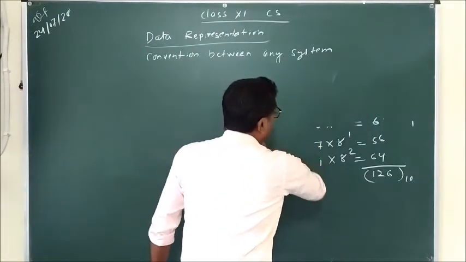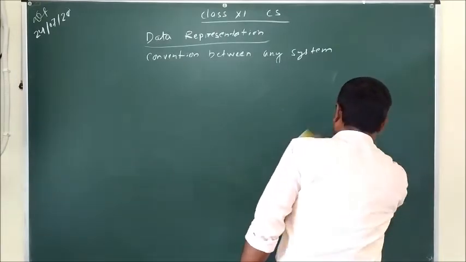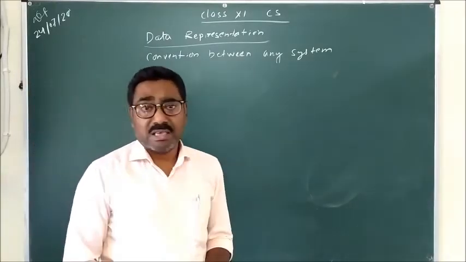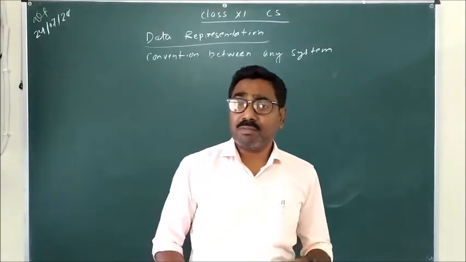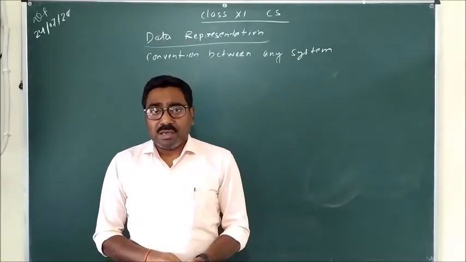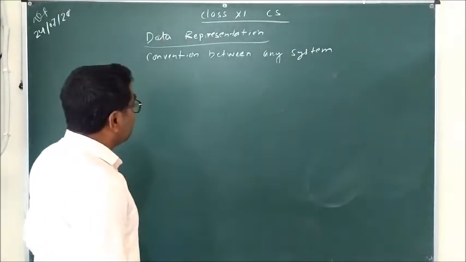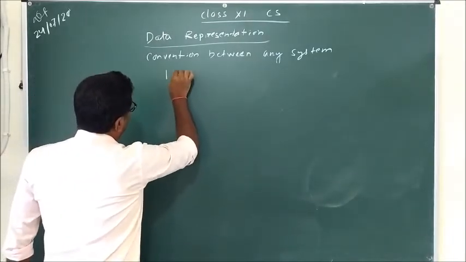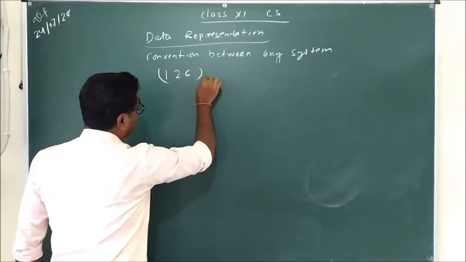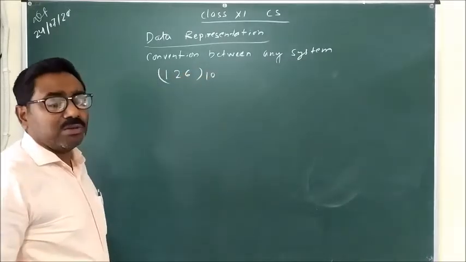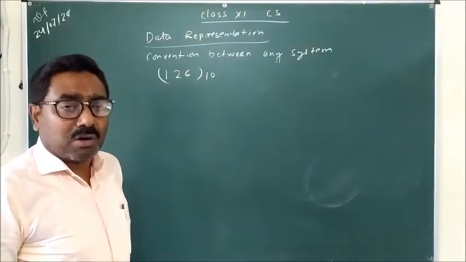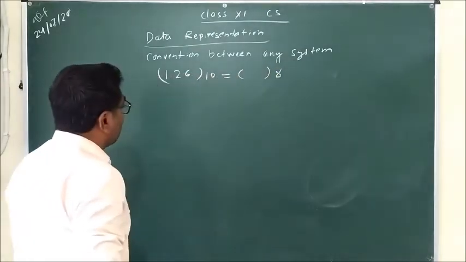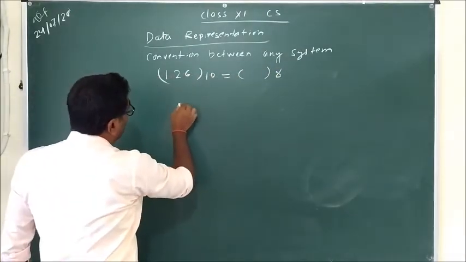So now one more method is there for converting an octal number to decimal number and decimal number to octal number using the binary number. You know how to convert a decimal number to binary and binary to octal. So we have to use the binary number system as a mediator. The same example I am taking, 126 base 10 is the number. I want to convert this number into an octal number using the binary number system. For that, first we have to convert this number to binary.